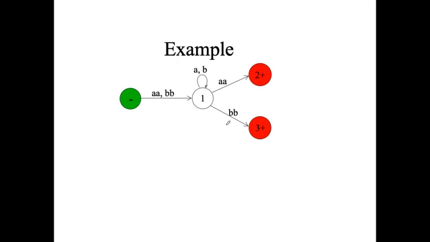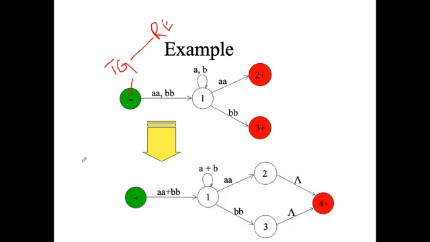Let's see an example. We have this example of a transition graph, and we have to create its regular expression. There is one initial state, two final states, and there are many labels in the middle, and we will see how to convert the GTG to a regular expression.